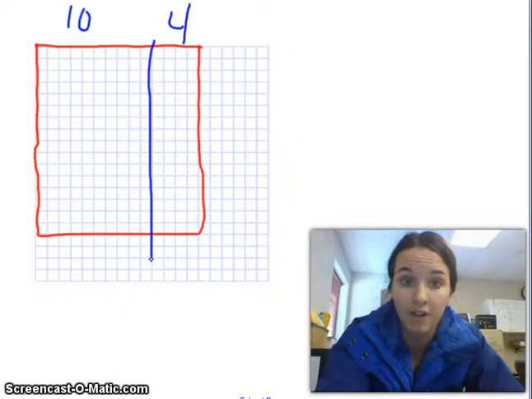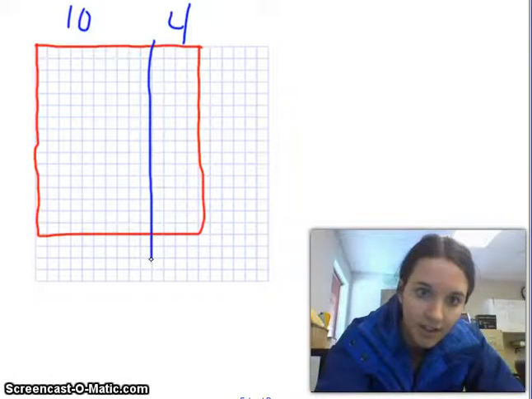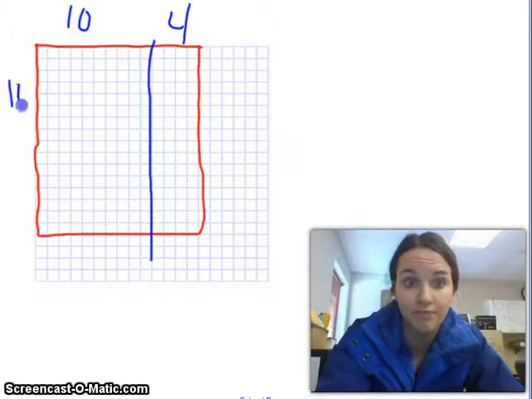Let's see how many are in one column. 1, 2, 3, 4, 5, 6, 7, 8, 9, 10, 11, 12, 13, 14, 15, 16, I think. Let me count again: 1, 2, 3, 4, 5, 6, 7, 8, 9, 10, 11, 12, 13, 14, 15, 16. So I'm going to do the same thing. I'm going to split it into tens and ones. So 10 and 6 ones.